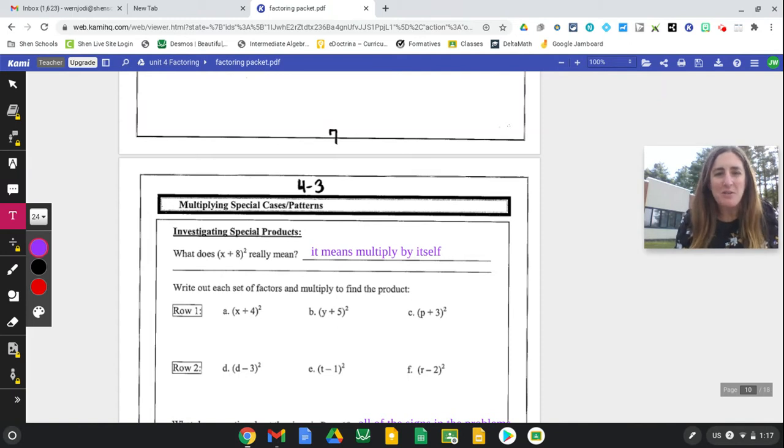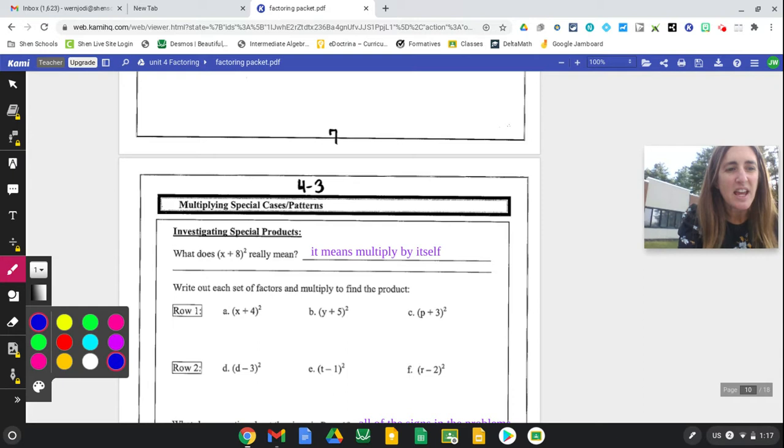Okay, so let's look at our first case. It says we're going to look at special products. It says, what does x plus 8 squared really mean? It means multiply it by itself. In other words, it would mean really x plus 8 times a whole other group of x plus 8.